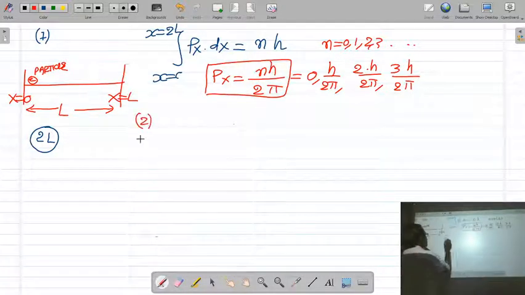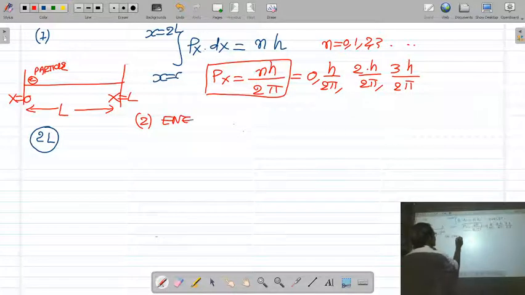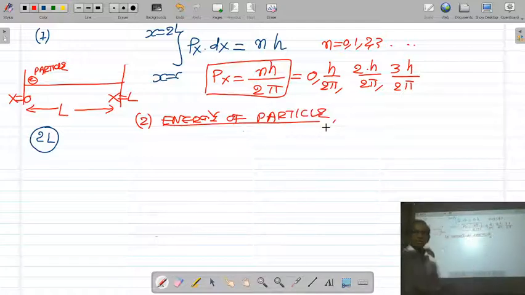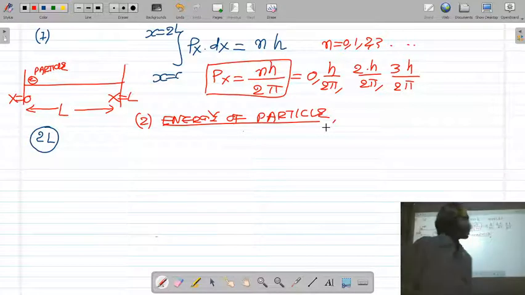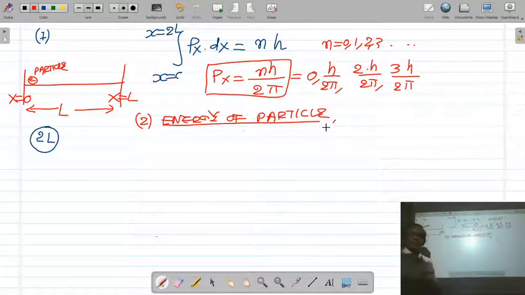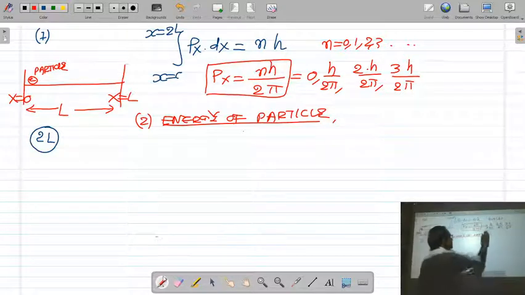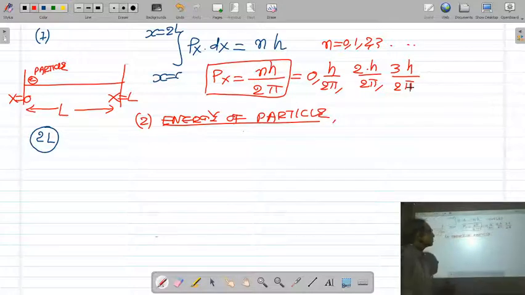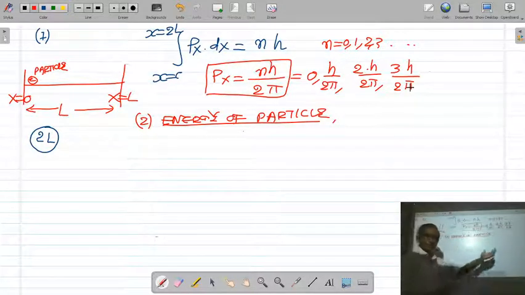And the second calculation, let us find out the energy of the particle. This equation indicates that the particle cannot have any value of momentum, and therefore the particle cannot have any value of energy. The particle can have momentum 0, h upon 2l, 2h upon 2l, 3h upon 2l, but in-between values of momentum are not possible. Let us calculate the energy of the particle.